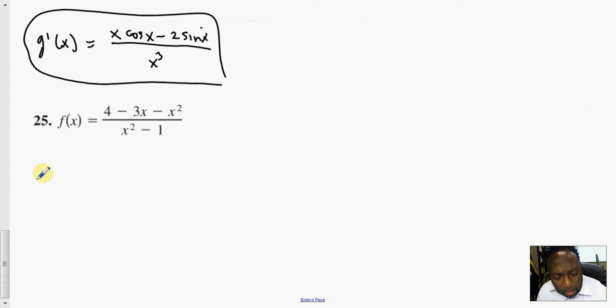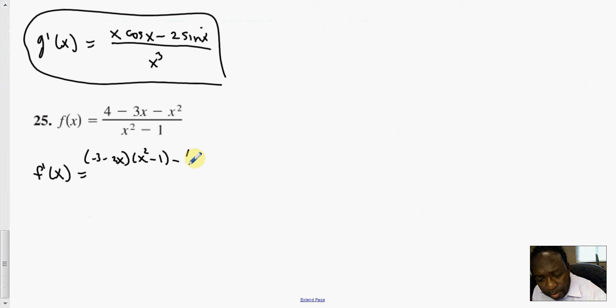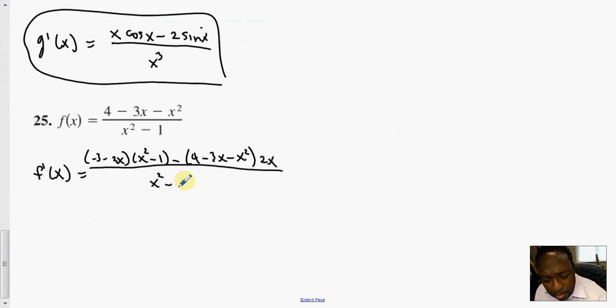Okay, again we use the quotient rule. f prime of x is equal to the derivative of the numerator, which here is -3 minus 2x, times the denominator, x squared minus 1, minus the numerator, 4 minus 3x minus x squared, times the derivative of our denominator, which is just 2x, all over the denominator squared.